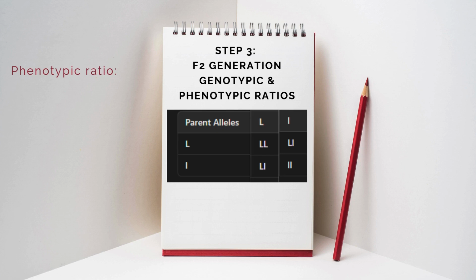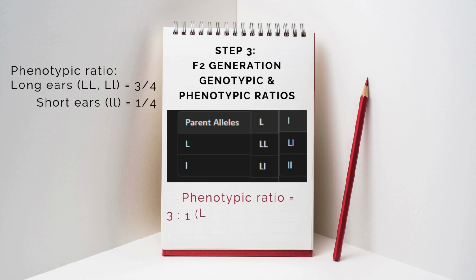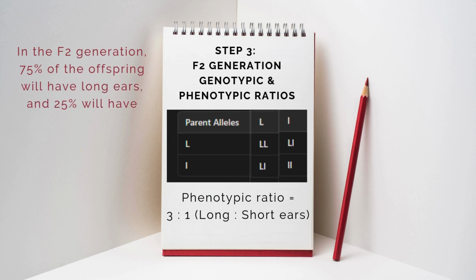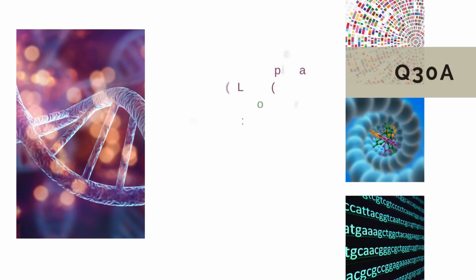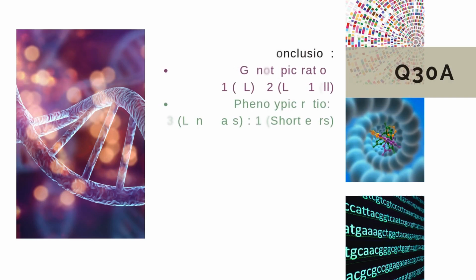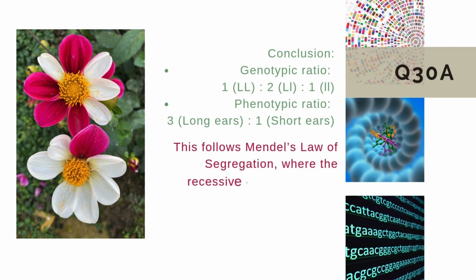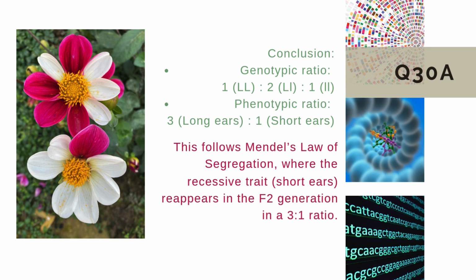Now let's see the phenotypic ratios. Long ears would be 3 out of 4 and short ears would be 1 out of 4. That means our phenotypic ratio is 3:1. In the F2 generation, 75% of the offspring will have long ears and 25% will have short ears. So this is what the conclusion is. And this follows Mendel's law of segregation, where the recessive trait reappears in the F2 generation in a 3:1 ratio.